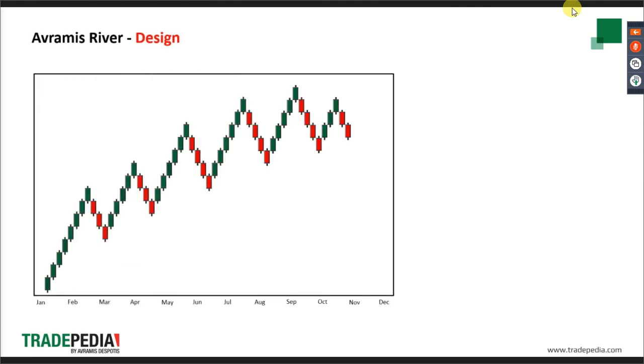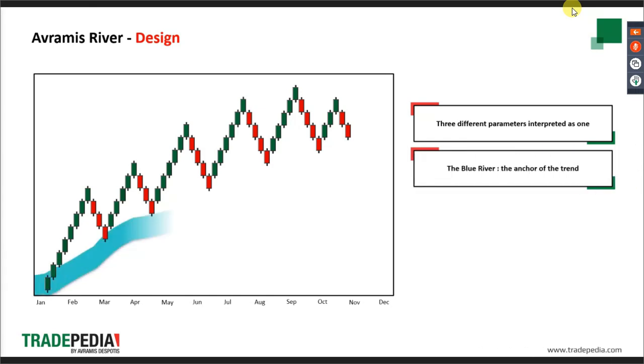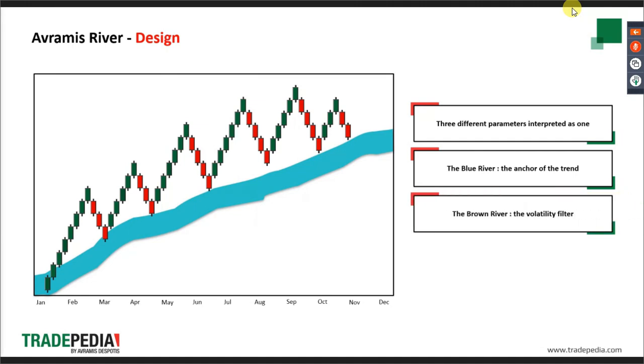So this is the design of Avramis River. It has 3 different parameters, but is interpreted as one single indicator. So we have the blue river, which is the anchor of the trend. The blue river is what we use to determine the main trend. And then we have the brown river, which is a volatility filter. The brown river surrounds the blue and is used as an extra filter to warn us of increased volatility.